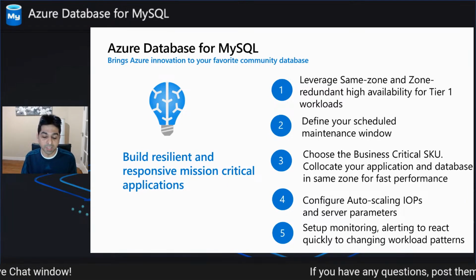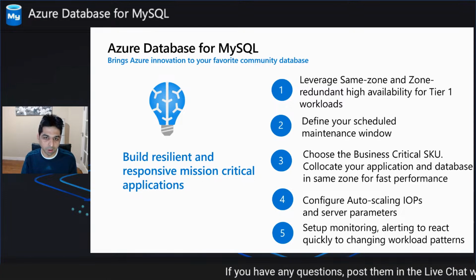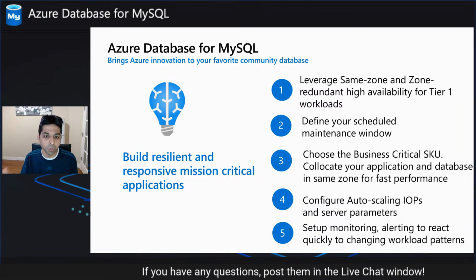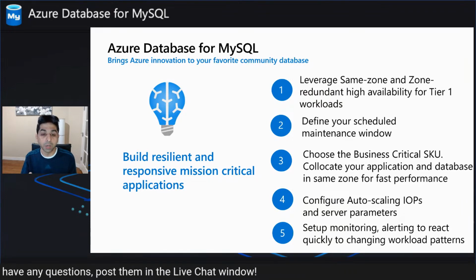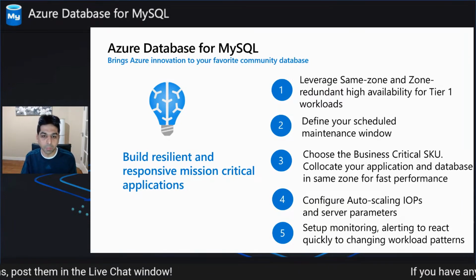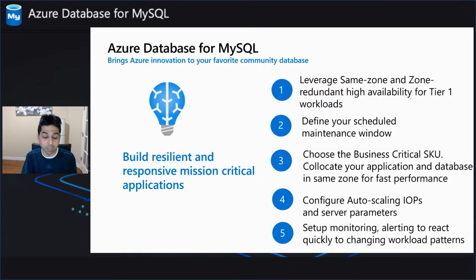Then next, you would choose your business critical SKU for running your production application. Further, flexible server also provides you the capability to co-locate your application and the database in the same zone. This can significantly reduce your application to database latency and allow you to build responsive, fast applications.